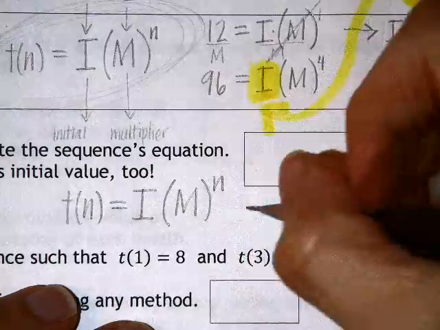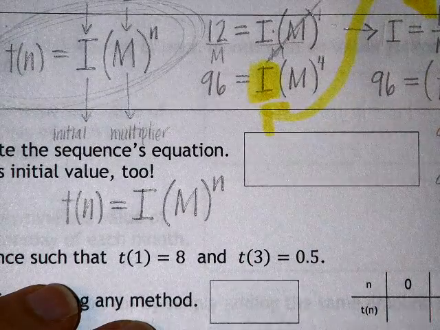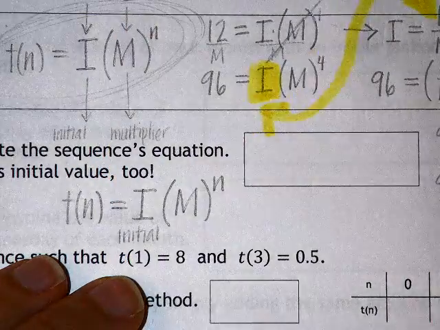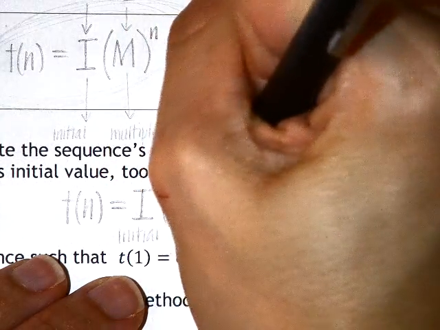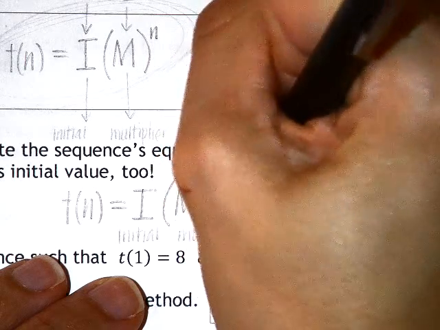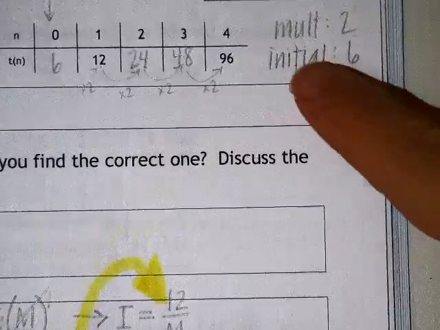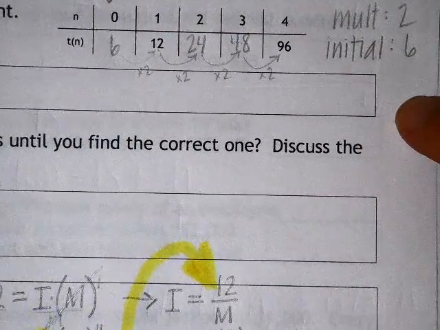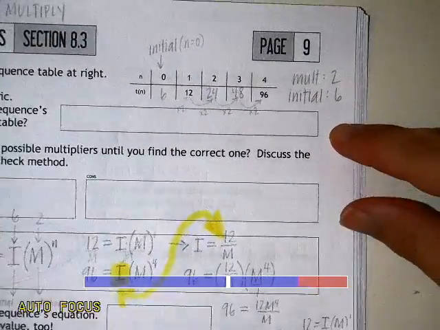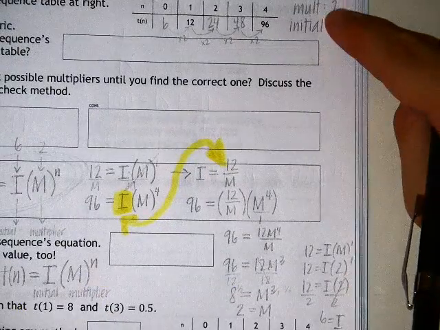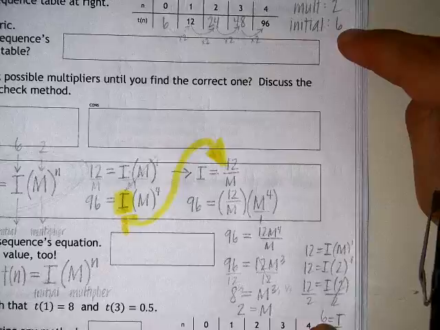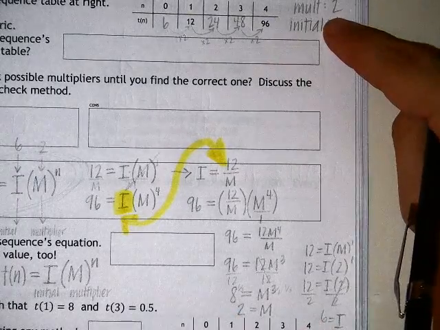Now, no matter which way you went through this series of videos, we found the same exact info. The initial value was definitely 6, and the multiplier was definitely 2. You guessed and checked it, or you solved it with algebra and found the exact same info. Notice in both examples, the multiplier, or m, was 2. And the initial value, or i, was 6. We got the same answer both times.